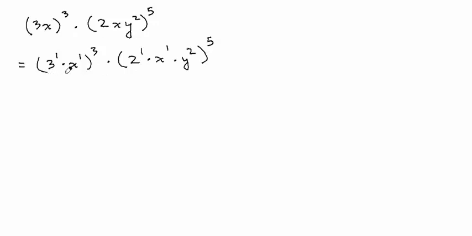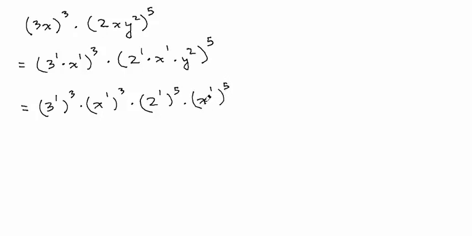Now when we have exponents on different bases, we can split them up. So this is going to be 3 raised to the 1st raised to the 3rd times x raised to the 1st raised to the 3rd times 2 raised to the 1st raised to the 5th, times x raised to the 1st raised to the 5th times y raised to the 2nd raised to the 5th. Each one is an exponent raised to another exponent. Therefore, we should multiply the exponents.